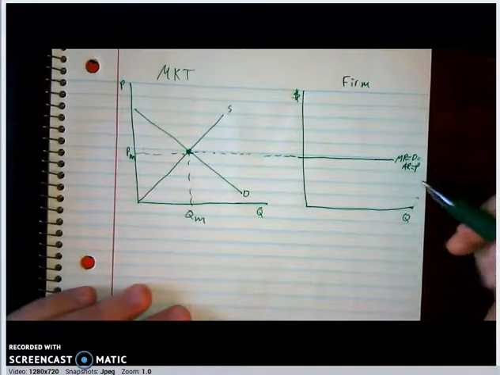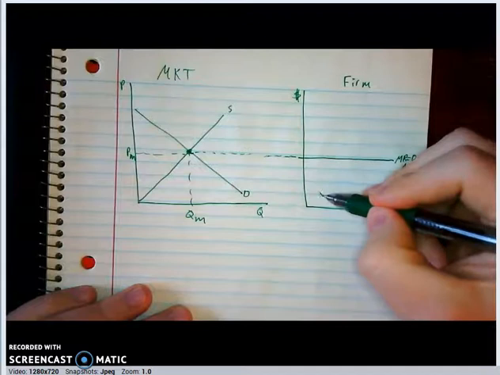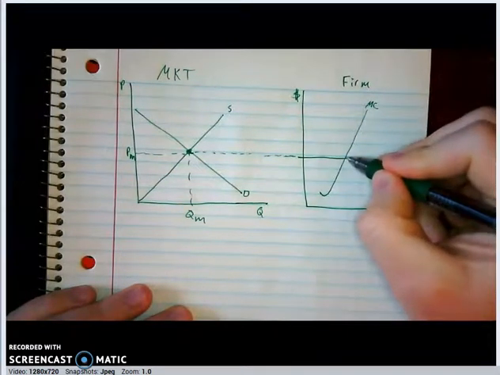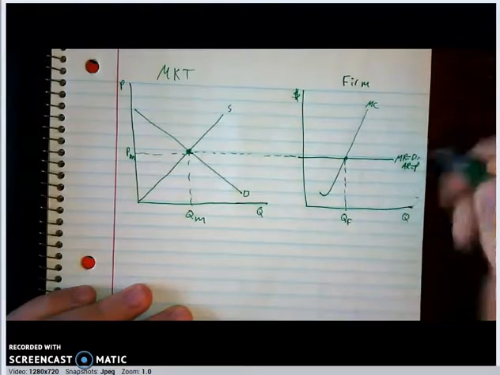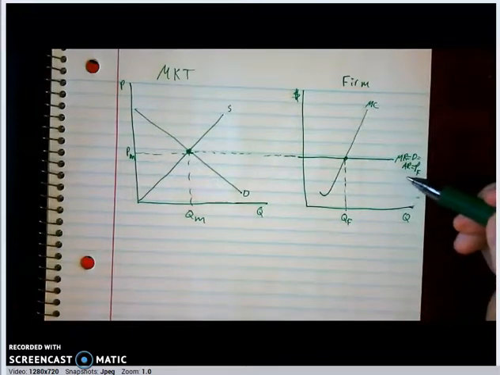And then the next question is, how much is this firm going to produce? Well, in order to know that, you have to add in marginal cost. So when I add in my marginal cost curve, MR equals MC right there. So this would be the quantity the firm produces, and this would be the price the firm is going to charge, PF and QF.